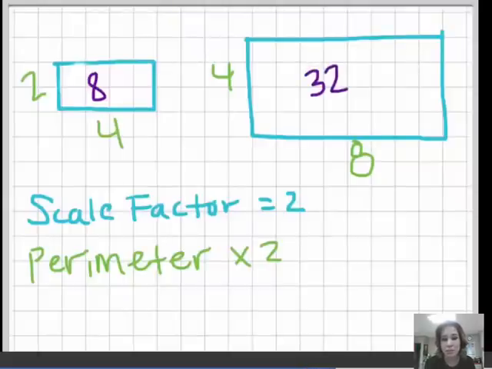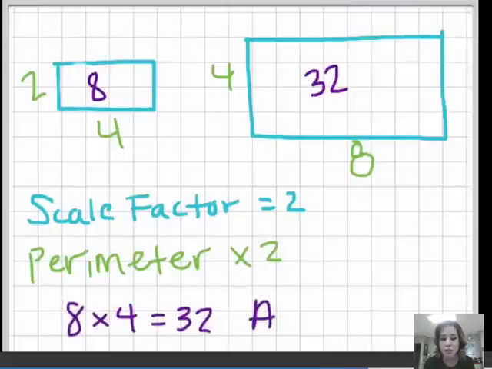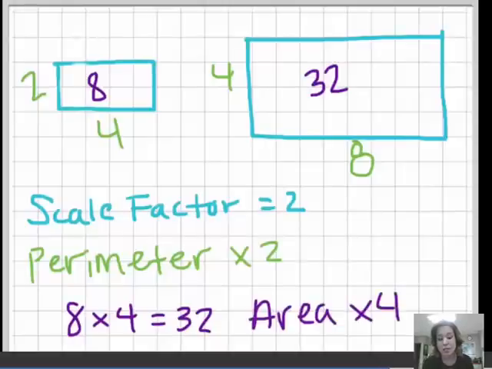The area has not been times 2 like the perimeter was. It's actually 8 times 4, which gives us 32. So you can think of this as the area times the scale factor twice, and that gives us the new area. So you can say that's 8 times 2 times 2 one more time, and that's going to give us the 32, the new area.